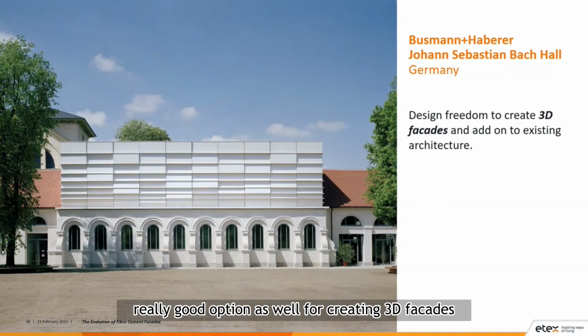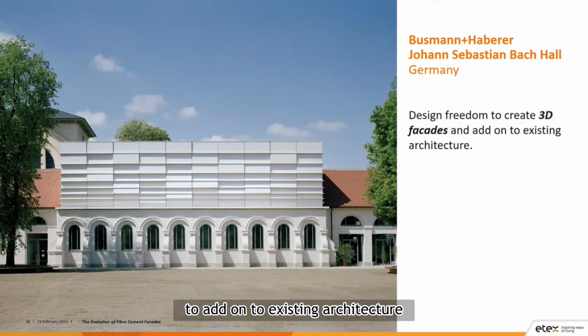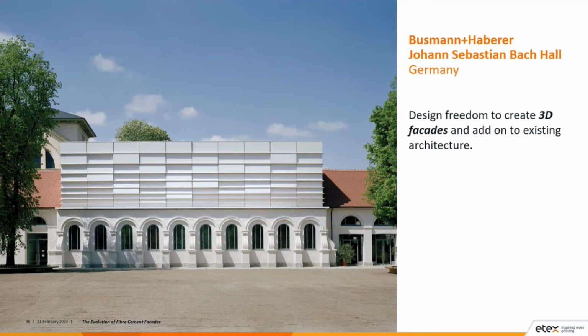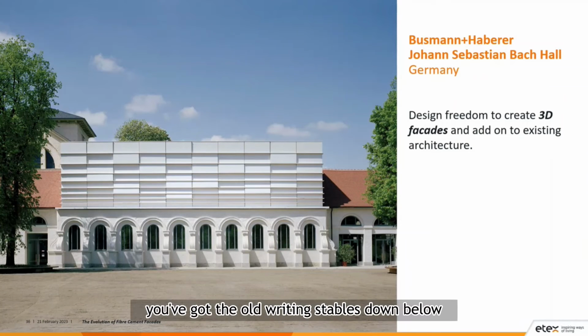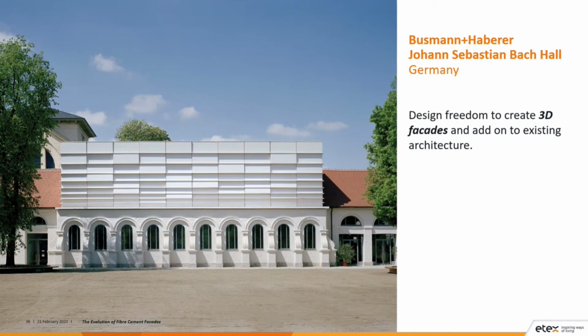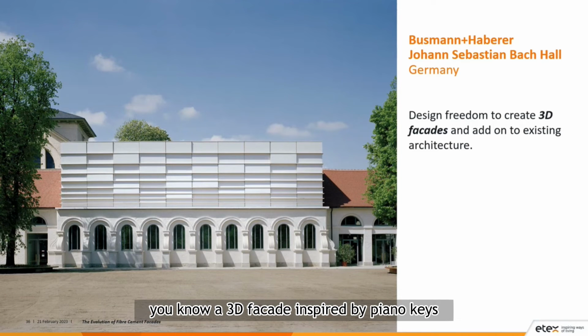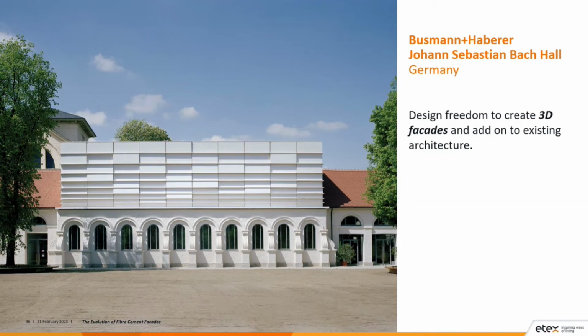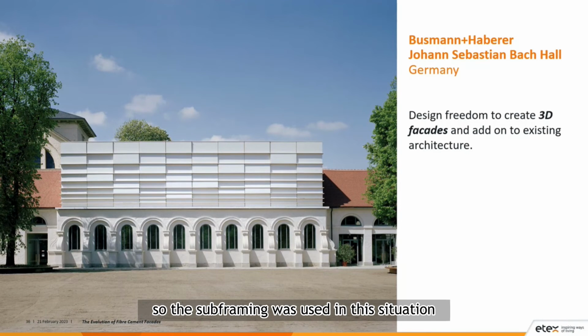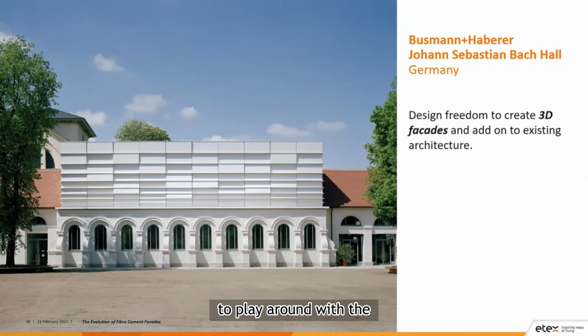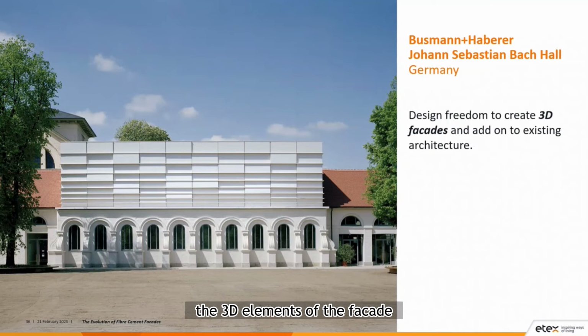A really good option as well for creating 3D facades to add on to existing architecture. So this project here, you've got the old riding stables down below. So the goal of the design was to create a 3D facade inspired by piano keys. So the subframing was used in this situation to play around with the 3D elements of the facade for this project here.